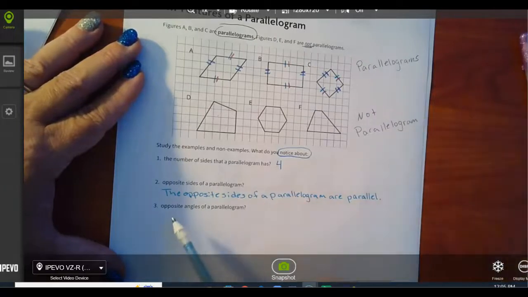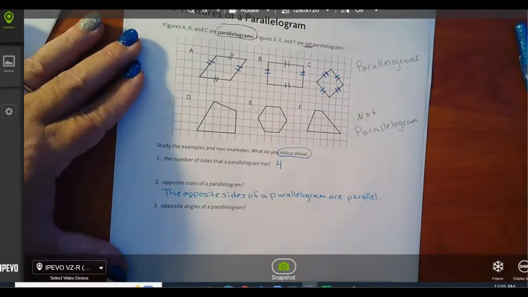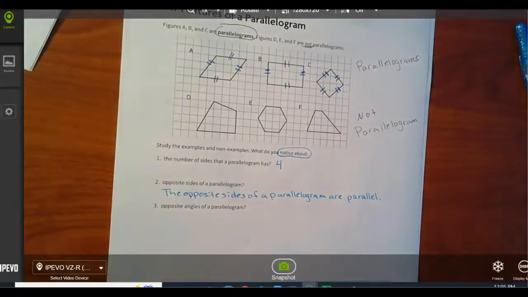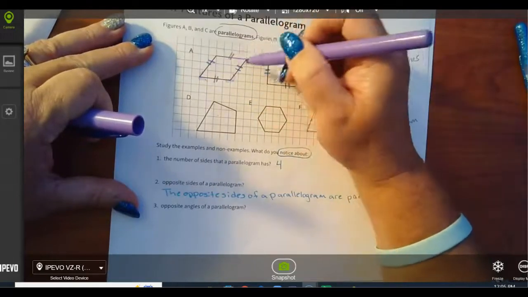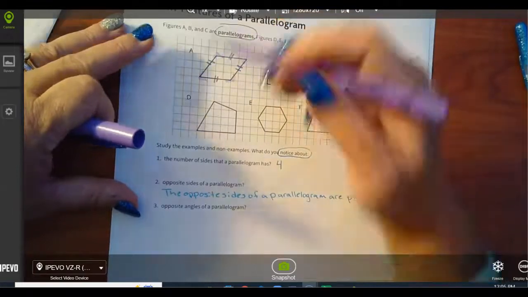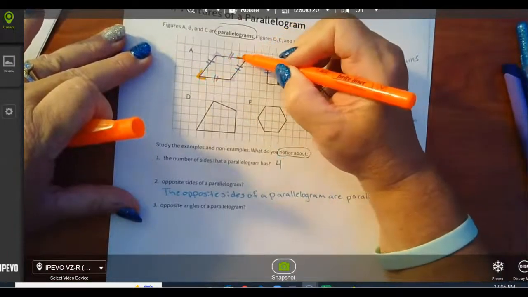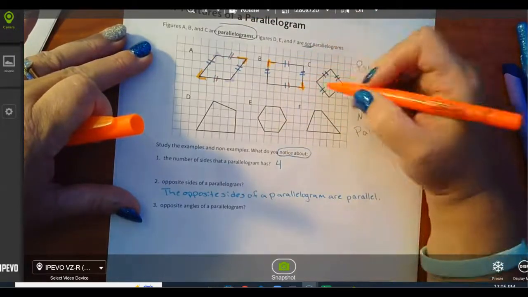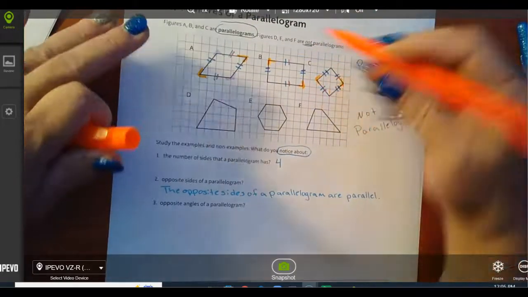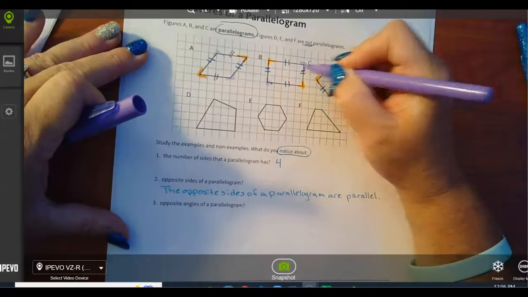Okay? The next thing it says is the opposite angles of a parallelogram. Well, let's look at what those opposite angles are. These are our angles of our parallelogram, and our opposite ones would be these here, and those there, these here, these here, and I will highlight these.